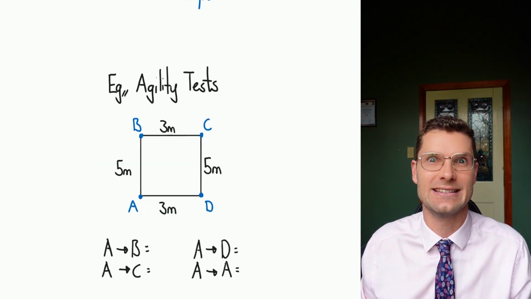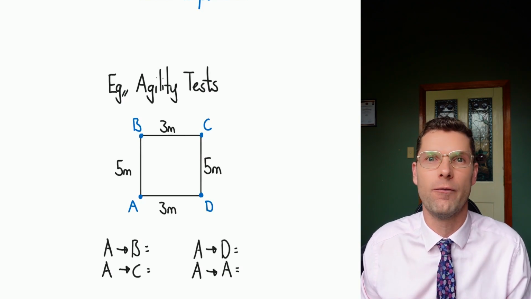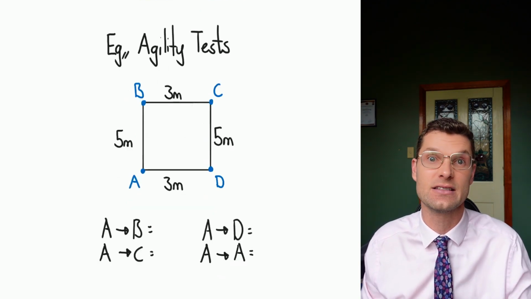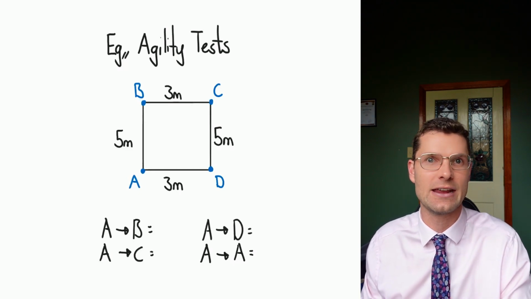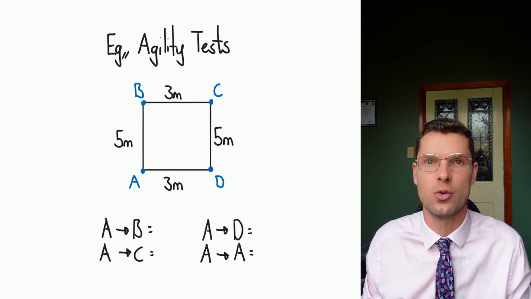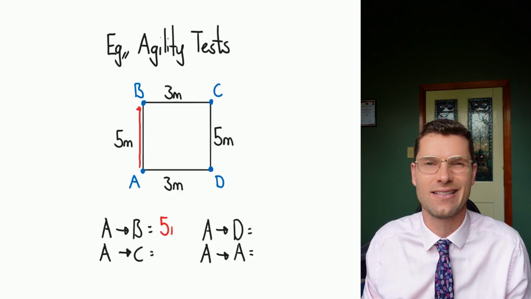So a really easy example is just thinking about agility tests, right? Let's say we've got 4 cones set up. They're 5 meters up and down and 3 meters across from each other. If you have to run to each cone to prove how agile you are, the distance that you take is incredibly easy. If I'm going from A to B, I've just run 5 meters, easy.